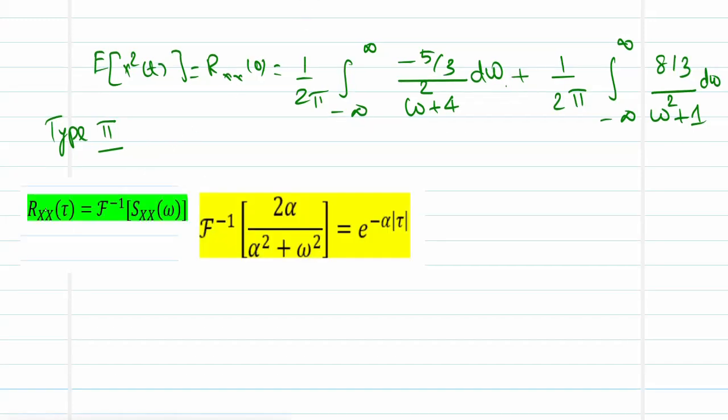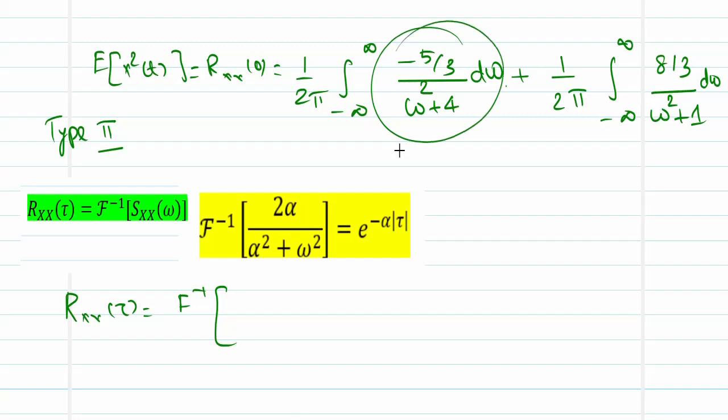My type 2 says that Rxx of tau is F inverse of Sxx of omega, and my F inverse of 2 alpha by alpha square plus omega square is e power minus alpha into mod tau. So this is going to be my Sxx of omega. So let me find my Rxx of tau to be equal to F inverse of this quantity.